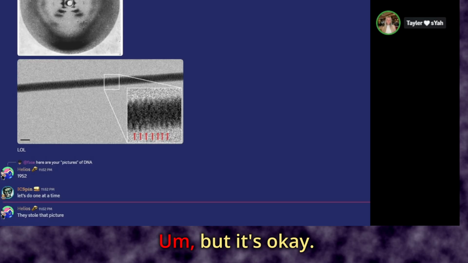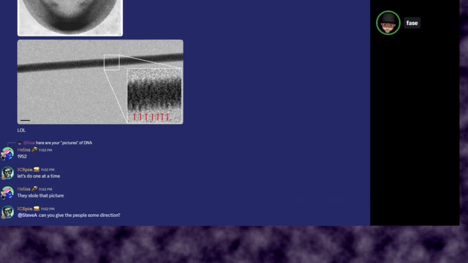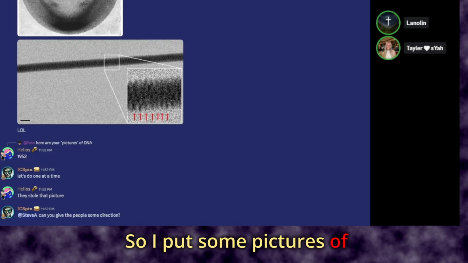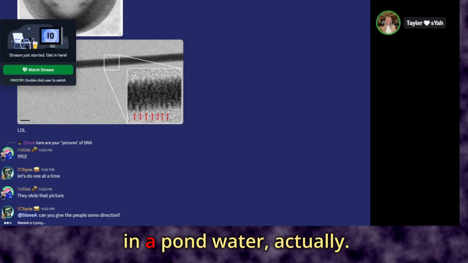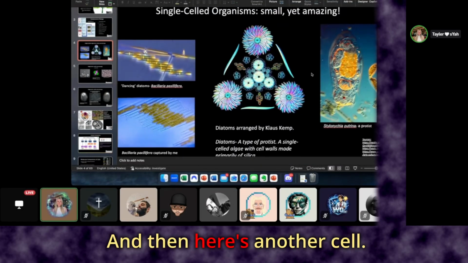Why are you so angry? I don't know, but it's okay. Why does not believing in DNA make you an atheist, though? Okay, so I put some pictures of cells that I've just taken here. Did you see this? This is one I've taken in pond water actually. Bacillaria paxillifera.